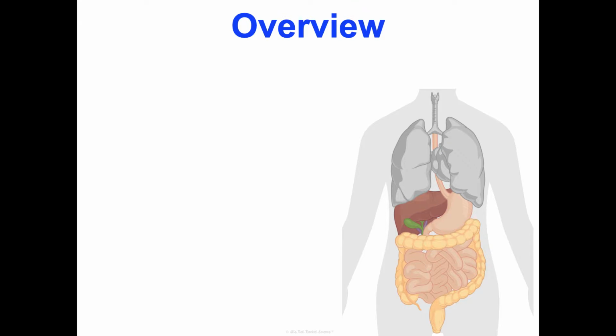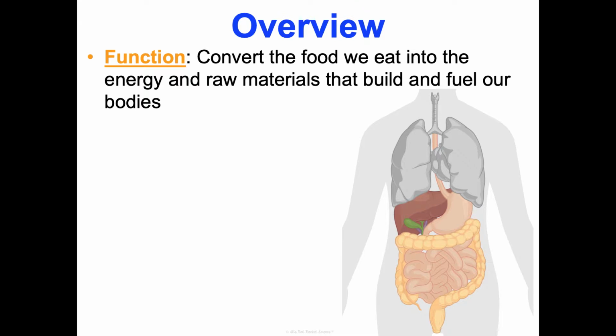So a little overview of the system. The overall function of your digestive system is to convert the food that we eat into the energy and raw materials that will build and fuel our bodies. So we're going to break down the food that we eat, release energy from it to use it, and then use those raw materials that have made up the food we eat to then build whatever it is that our body needs at that time.